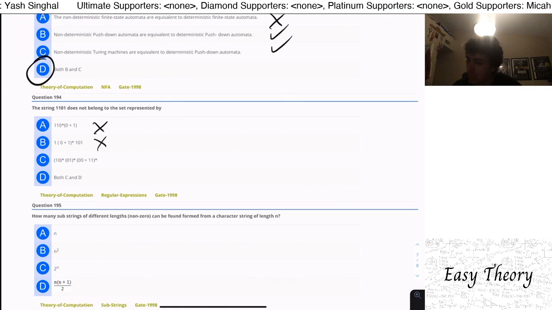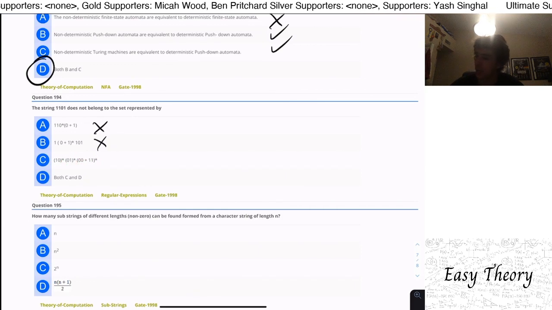So B it belongs to because of this one and then the 101 over here. Both C and D, well, the answer is D. Let's see, does it belong to C? The 1, 1 would have to be generated over here, but the 0, 1 is back over here and you can't backtrack. So C is the only real answer there.